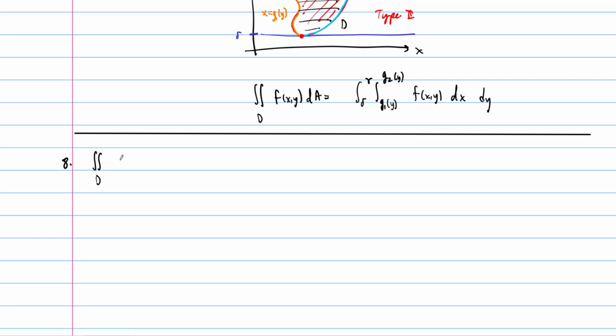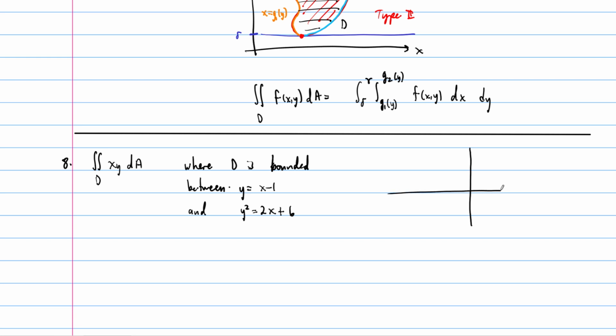Let's integrate over region D the function xy dA. And I want to do this where D is bounded between the following curves. So the curves are going to be the line y equals x minus 1 and the parabola y squared is equal to 2x plus 6. All right, so this is going to be in the xy plane. I'll help you sketch it. One of the boundary curves is the line y equals x minus 1. So that's a line with positive slope and negative 1 for the x-intercept. Positive 1 slope, I should have said. Right, so there's that line.